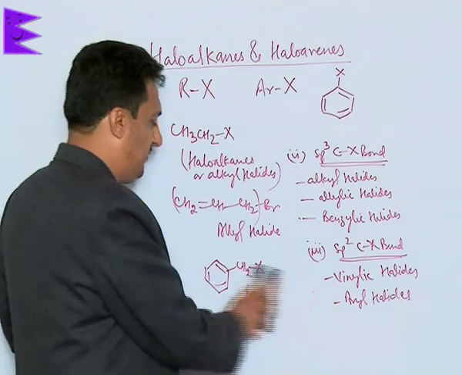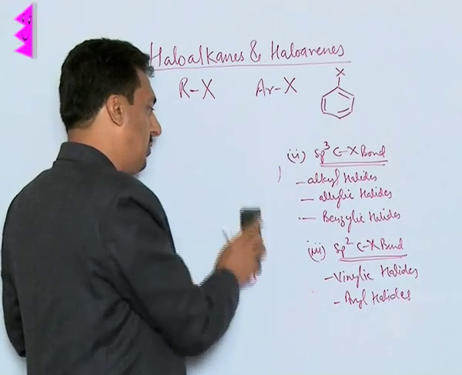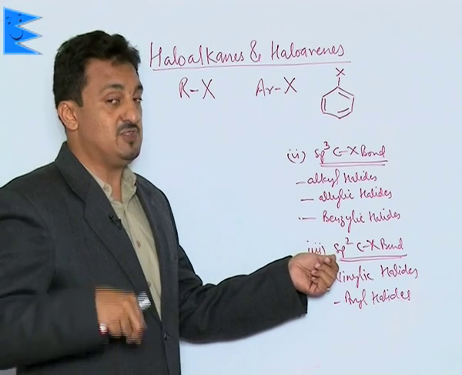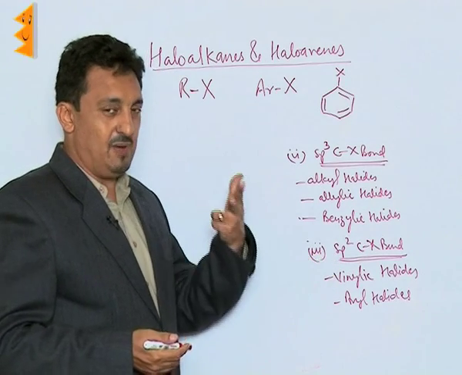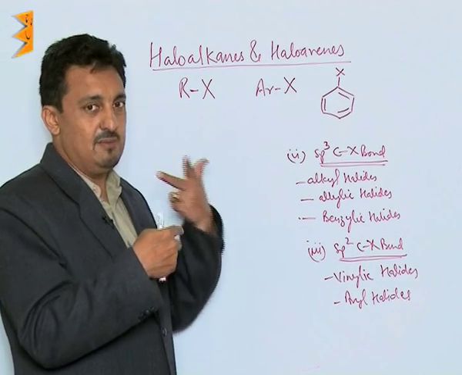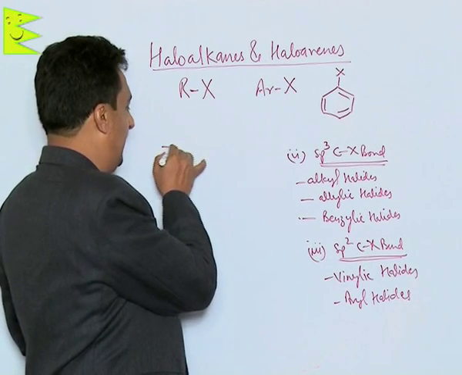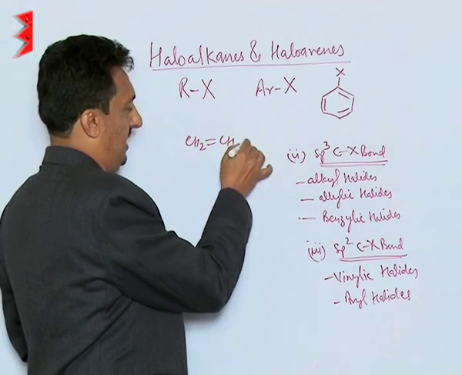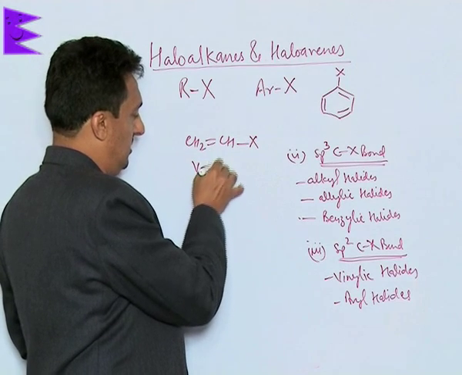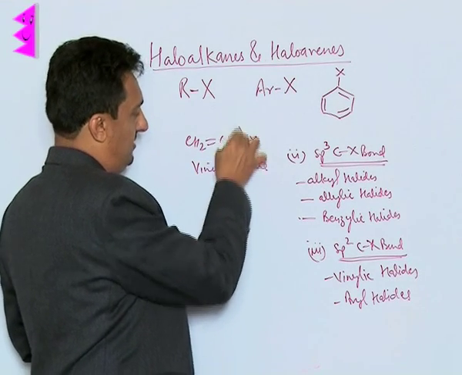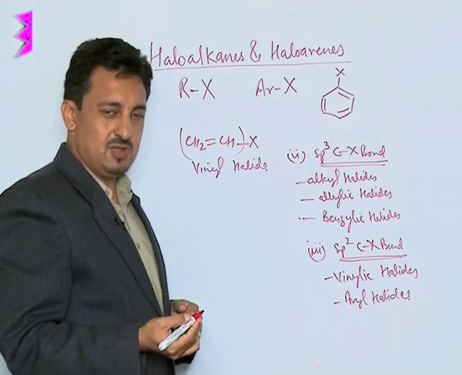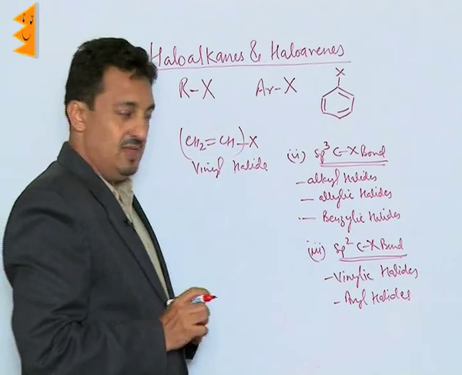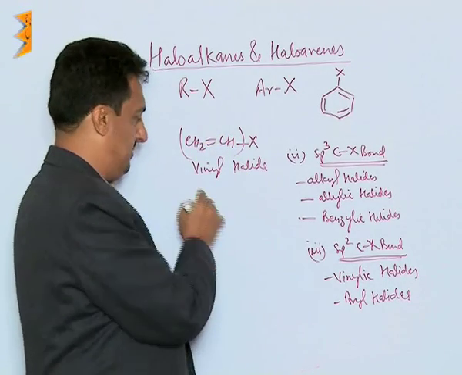Then the third classification is of those halogen containing compounds in which the halogen is bonded to an sp2 hybridized carbon atom. So it will be attached directly to the carbon which is forming a double bond. In this case they can be like this, CH2 double bond CH, and we have a halogen. So this is called vinyl halide because this group is called vinyl. You must have heard about it in 11th also, PVC, polyvinyl chloride. The halogen is bonded to a carbon which is sp2 hybridized.